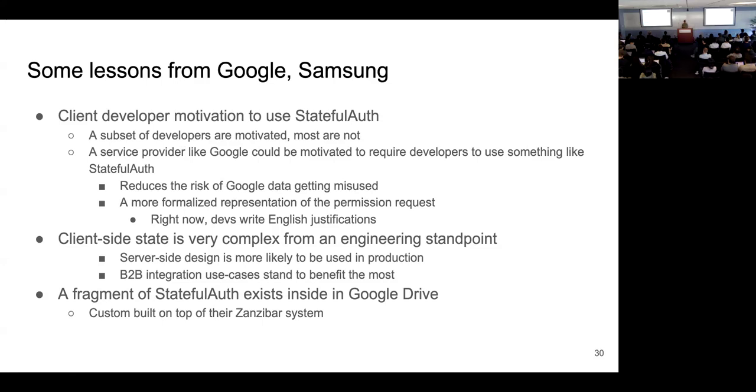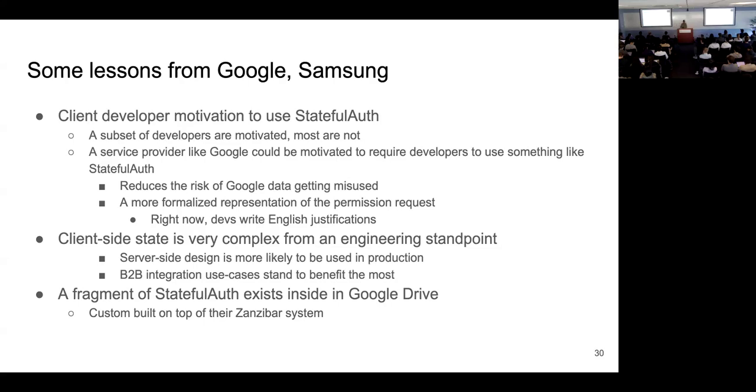So I told them, but don't they want to reduce their risk? Don't they want to reduce their liability? And they said no, they don't care. They just don't care. But what the folks there said is that if the service provider has a requirement that a client developer has to use a mechanism such as this, then you can motivate the client developer to use it, because it is coming as a requirement from the service provider.